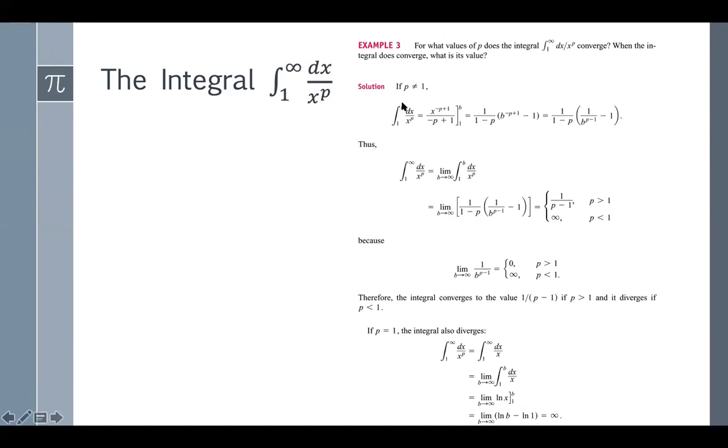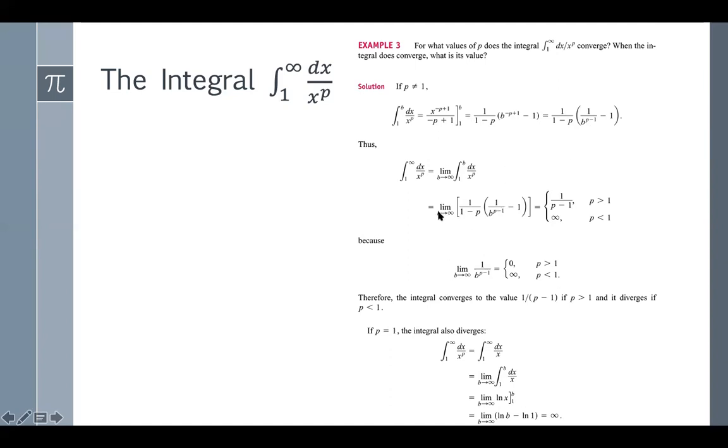So in that case, first we'll talk about the integral from 1 to b of 1 over x to the p dx by the backwards power rule. That antiderivative is x to the negative p plus 1 divided by negative p plus 1. Plug in b, plug in 1, and you end up with 1 over 1 minus p times 1 over b to the power p minus 1, subtract 1.